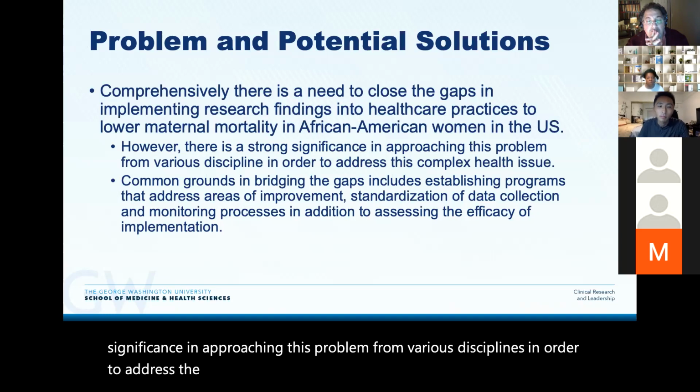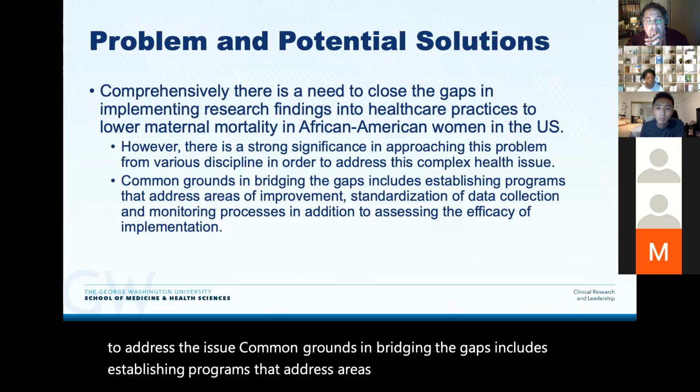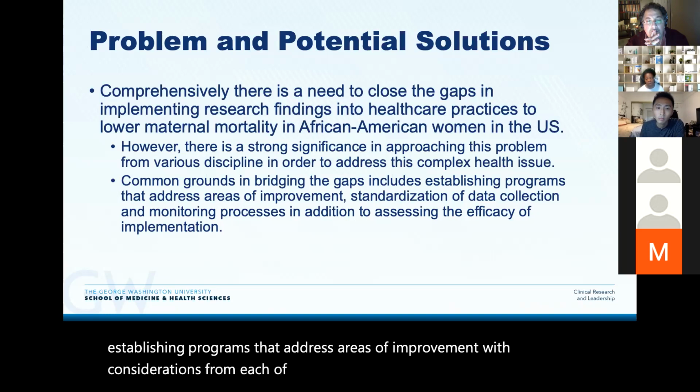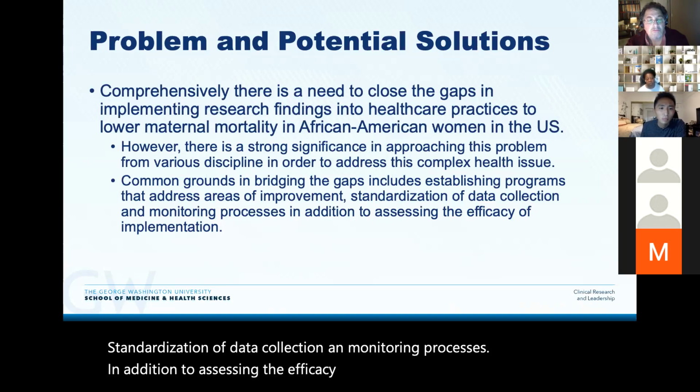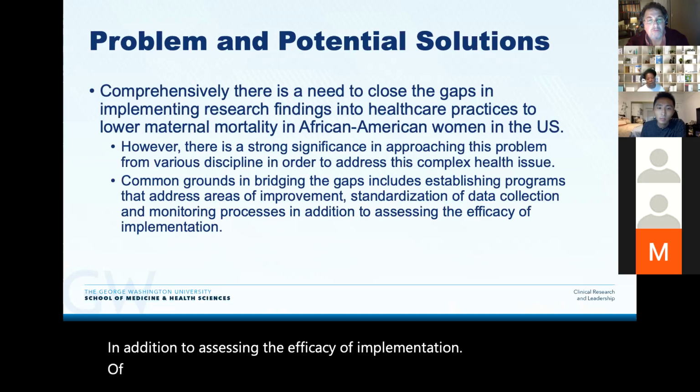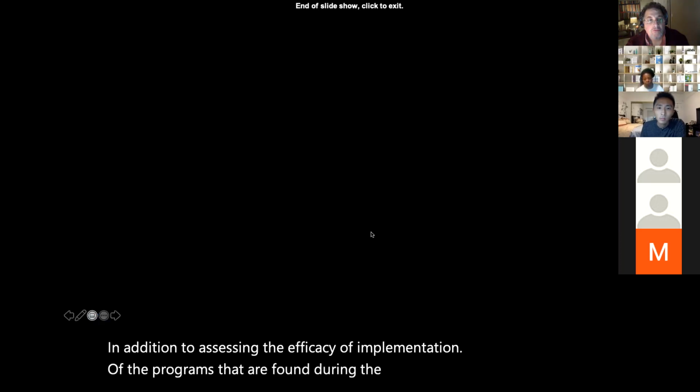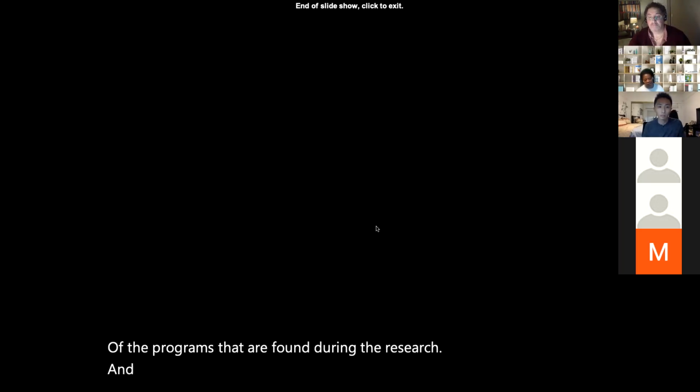Common grounds in bridging the gaps includes establishing programs that address areas of improvement with considerations from each of the disciplines that are affected, standardization of data collection and monitoring processes, in addition to assessing the efficacy of implementation of the programs that are found during the research. And that is the end.